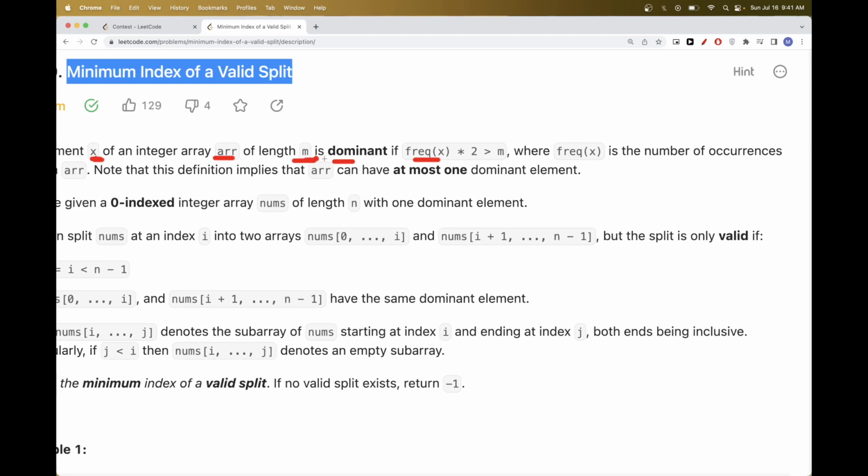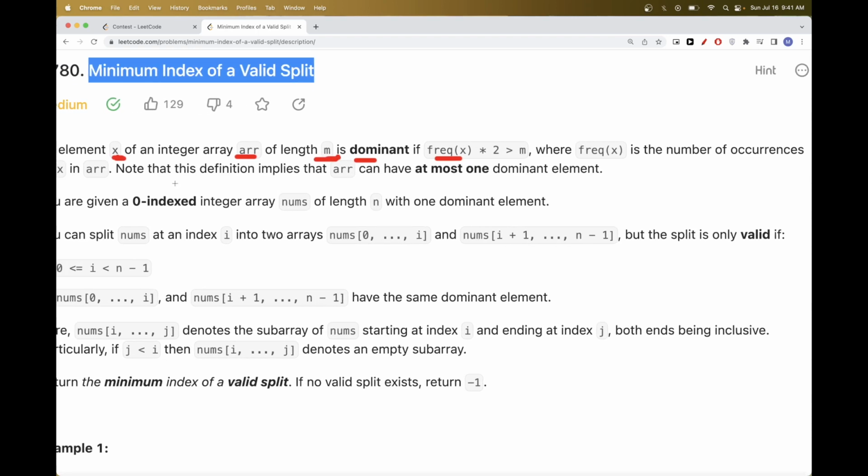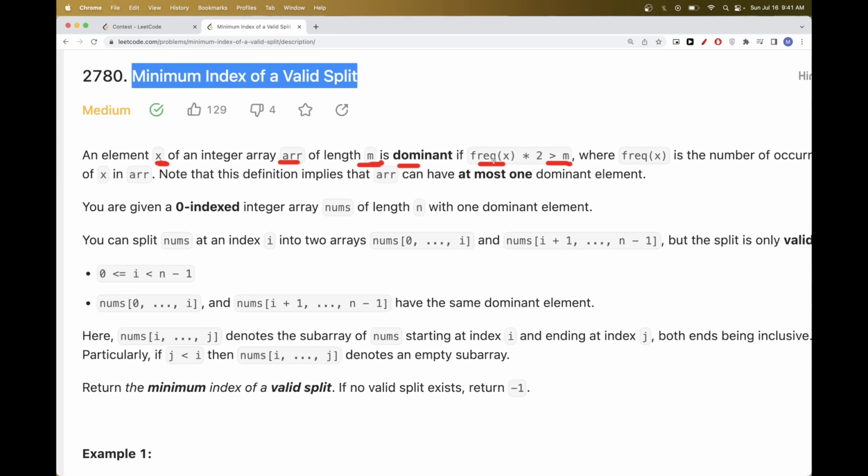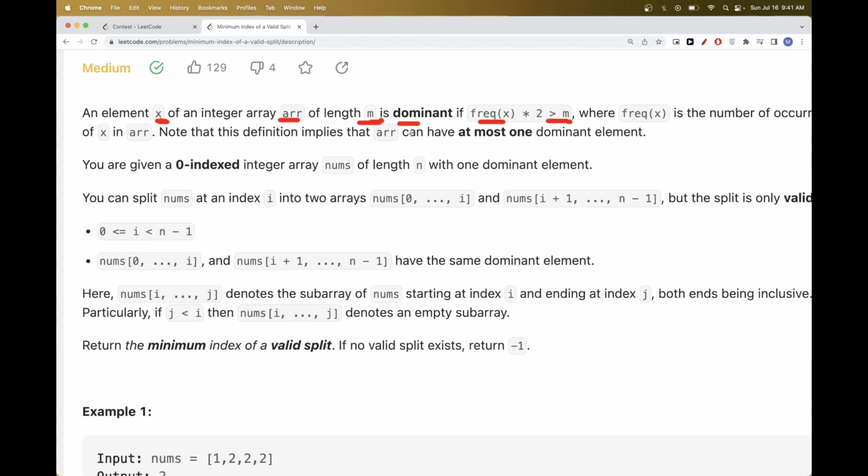Okay? So basically this tells you that x occurs more than half the length of the array. That has to be the case, so for its double to be bigger than the length of the array. And with this definition, that means we can only have one dominant element, right? We can only have one that verifies this condition, because if you have one element that occurs more than half of the length of the array, you can't have two that have the same property, because then that's more than the length of the array. So we can only have one dominant element.